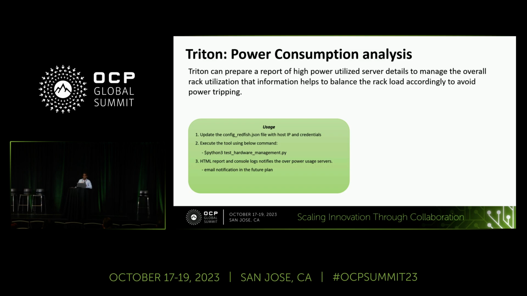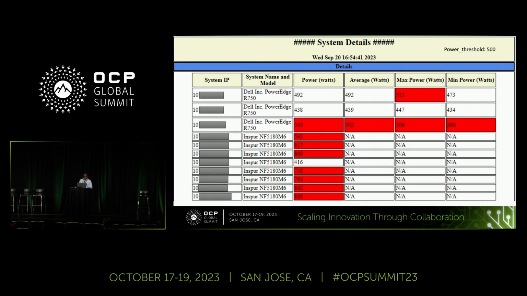As of now, it creates the HTML report. Eventually, we wanted to add an email notification so that you would be notified. Here's the sample report collected for a threshold of 500 watts. This report shows that whichever server takes more than 500 watts is highlighted here, so that we know which servers to reposition to make sure there is no over power consumption in the given rack.